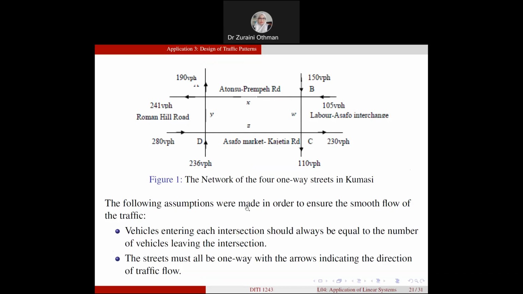Okay, now the following assumption were made in order to ensure the smooth flow of the traffic, which is the vehicle entering each intersection should always be equal to the number of vehicle leaving to the intersection. Betul lah tu. Maksudnya kita kena take into consideration yang masuk dalam kat jalan, contohnya dekat jalan X ni sama dengan yang X yang keluar. Okay, now we know already here. The street must all be one way with the arrow indicating the direction the traffic flow. Maksudnya kita tahu dekat sini jalan dia menuju ke sana, yang ni dekat D ke A ni dia menuju ke atas and B ke C menuju ke bawah.